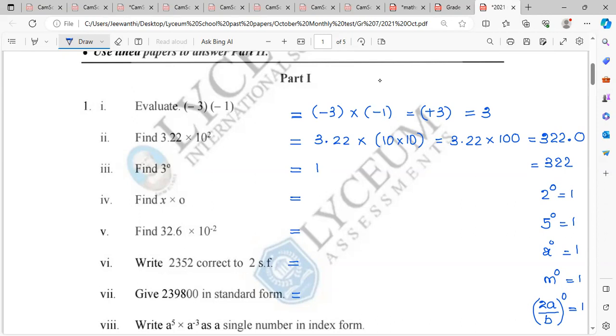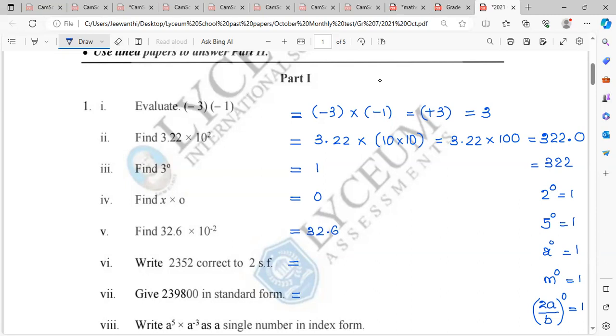Then the next one, they have multiplied x by 0. When you multiply anything by 0, the answer will be 0. It may be a number, a variable, a fraction, a negative number, anything you multiply by 0, your answer will be equal to 0. Then the next one you have to do with the steps again.